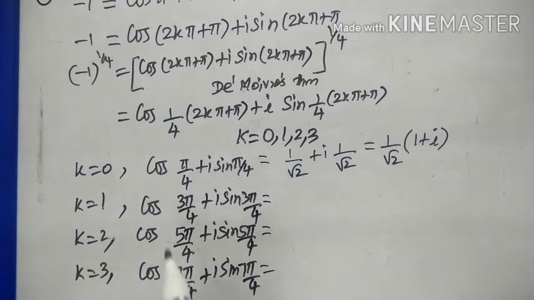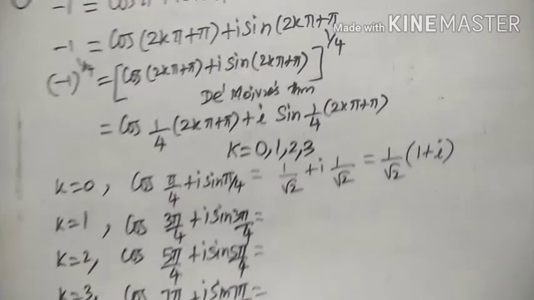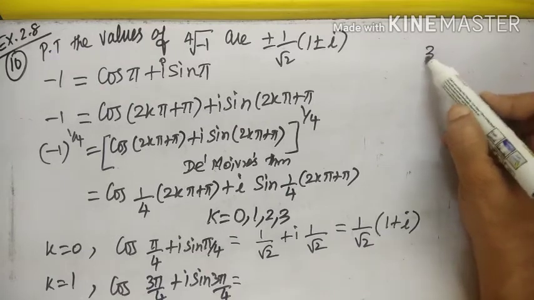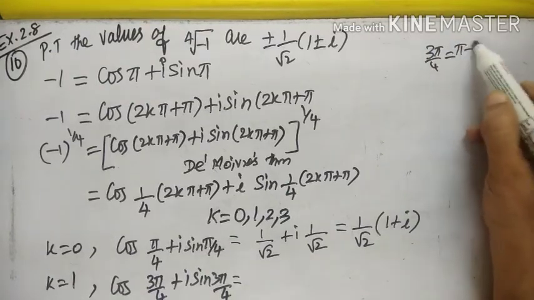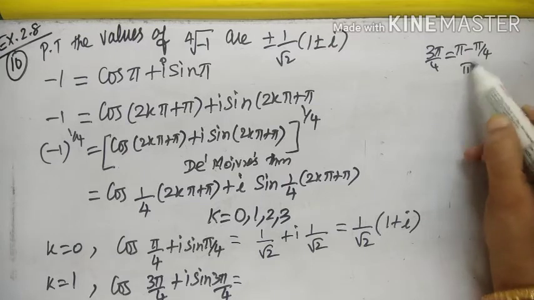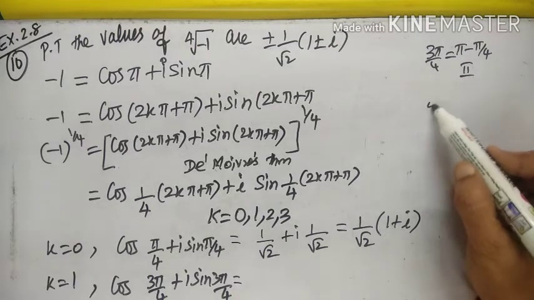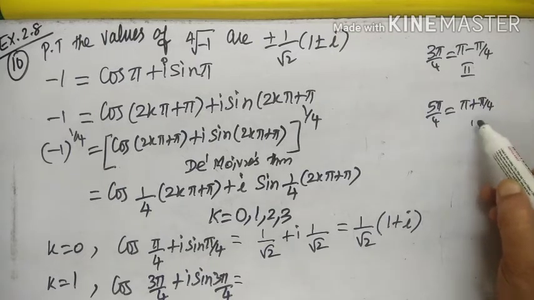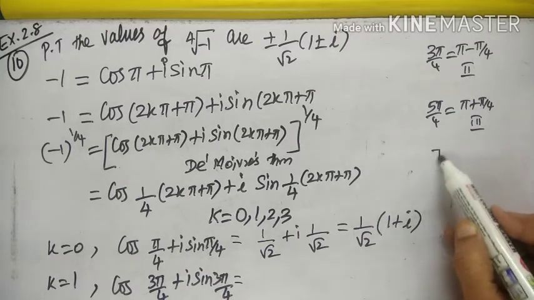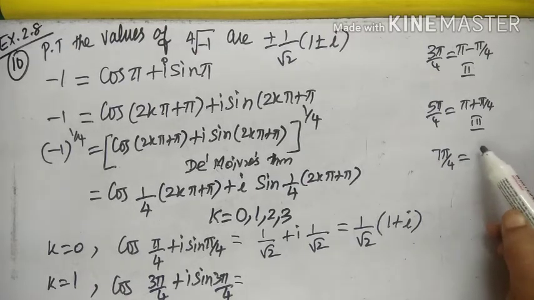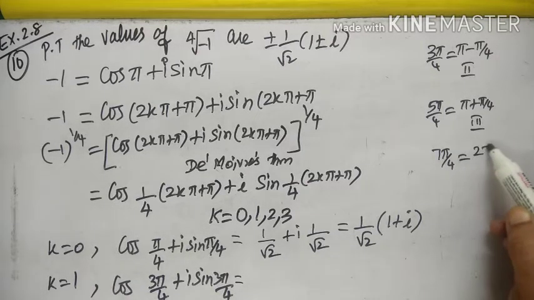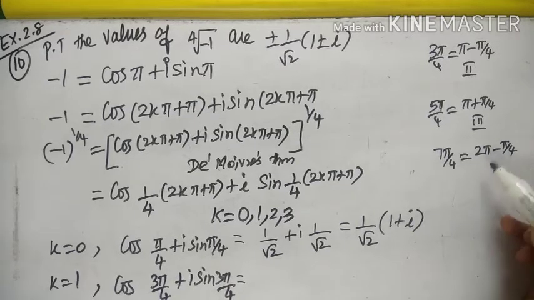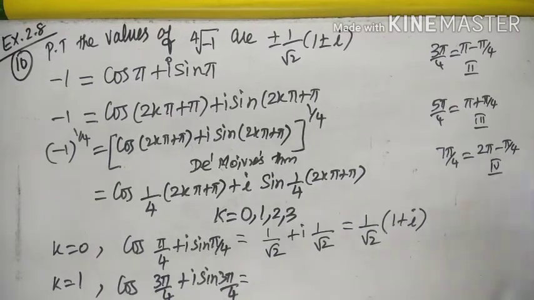Second, 3 pi by 4 will be written as pi minus pi by 4. So let us work out these things here. 3 pi by 4 means pi minus pi by 4. Which quadrant? Second quadrant. Similarly, 5 pi by 4 means it is pi plus pi by 4. This is third quadrant. 7 pi by 4 means, how will you write it? 2 pi minus pi by 4. This is fourth quadrant.